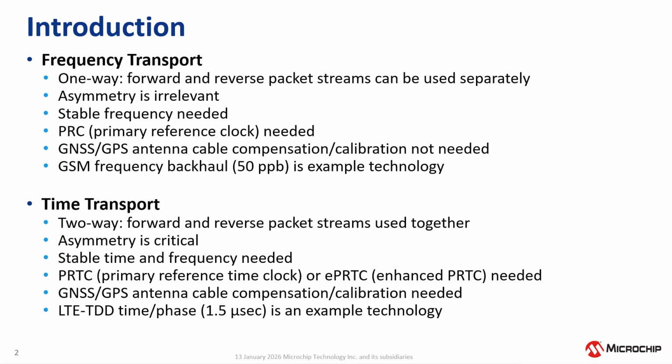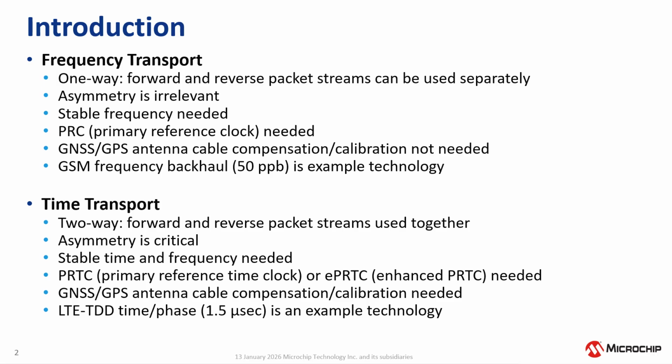It is useful to contrast the measurement of frequency transport with the time transport in a packet network. In the case of frequency transport, one-way measurements are what is important. We can test forward or reverse and evaluate them separately for the characterization of frequency. Asymmetry is irrelevant, doesn't matter. We need a stable frequency, so a primary reference clock is useful. The antenna cable need not be compensated or calibrated for the purposes of measuring frequency. A typical example for packet frequency transport is the 50 part per billion requirement for GSM.